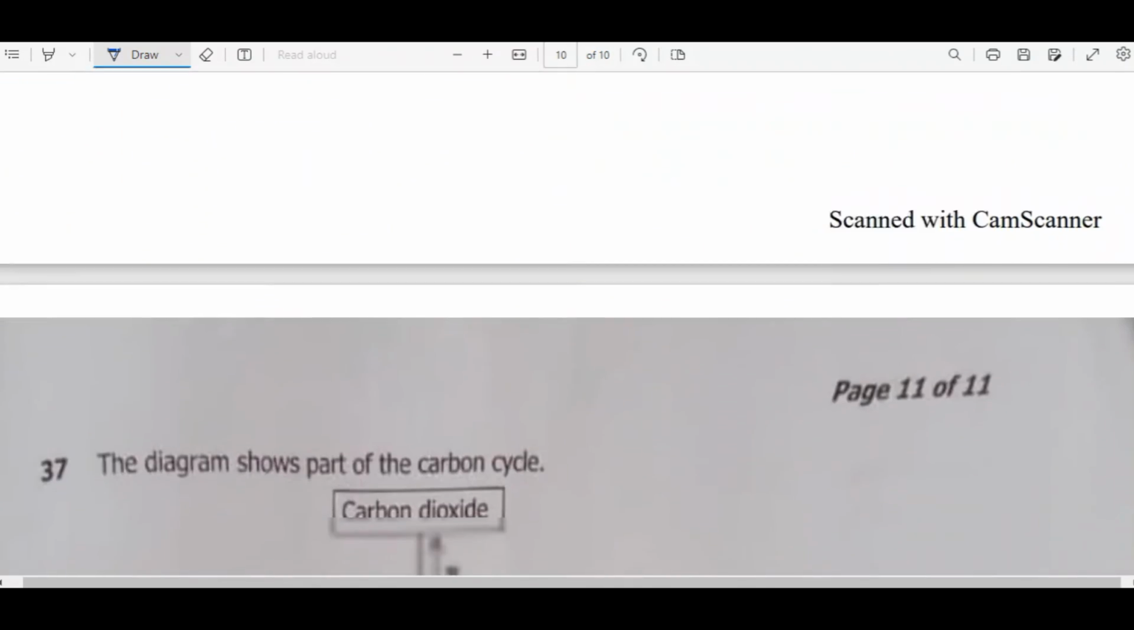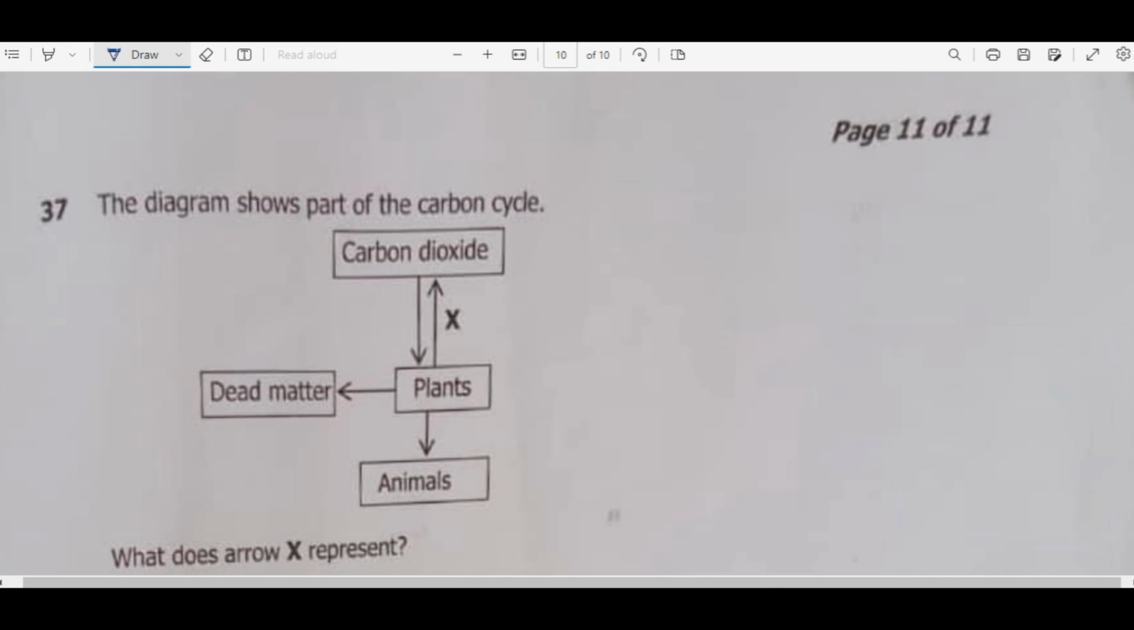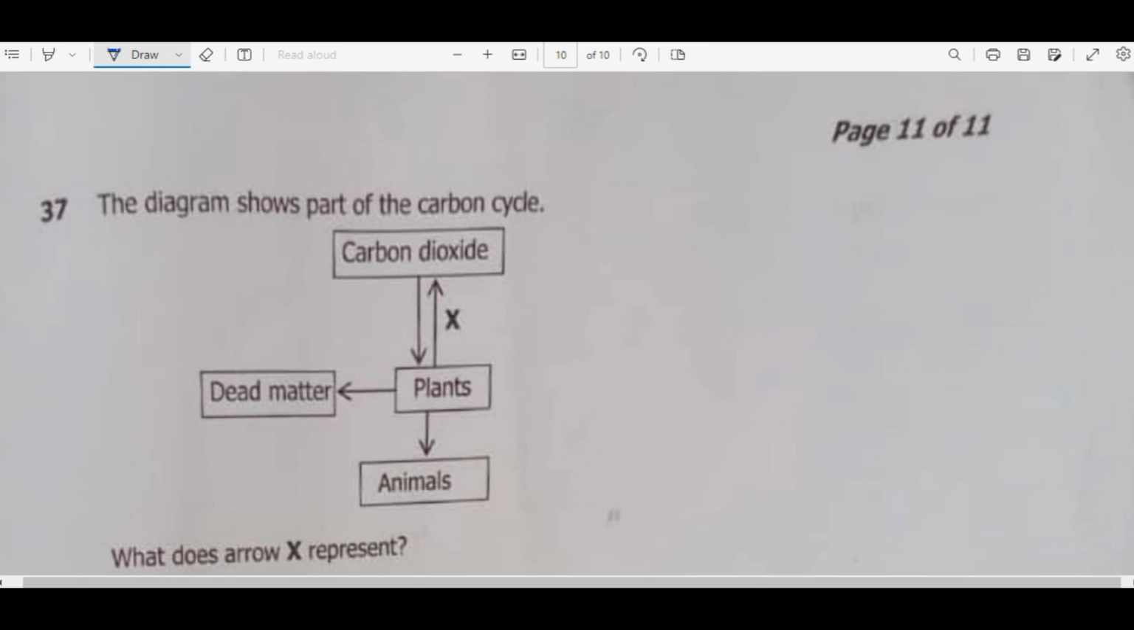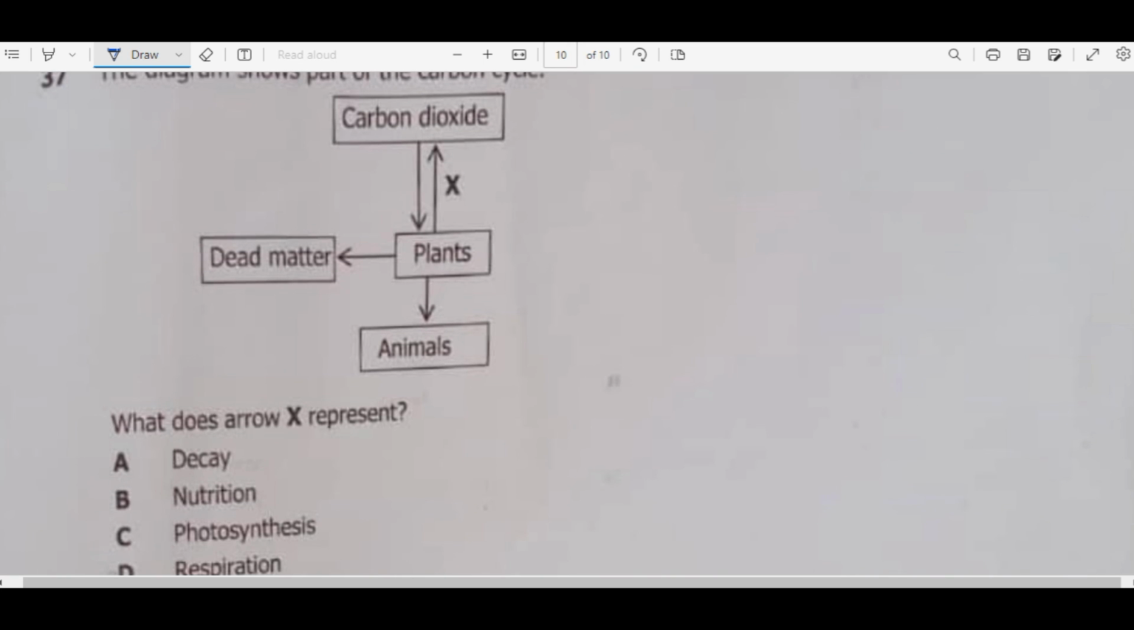Okay, so the diagram shows part of the carbon cycle. When you look at the diagram given, we have carbon dioxide, plant, animal, and dead matter. So dead matter, we are looking at a plant, and then we have animal, and then now we have X. What does arrow X represent? So we want to know what X represents.